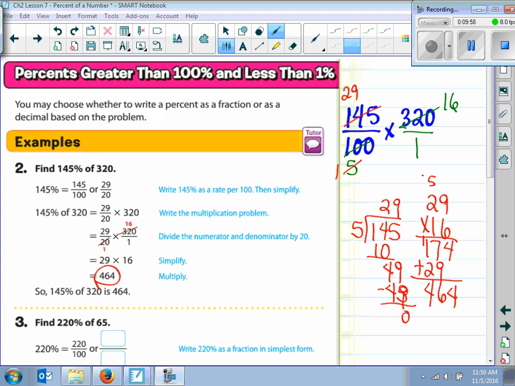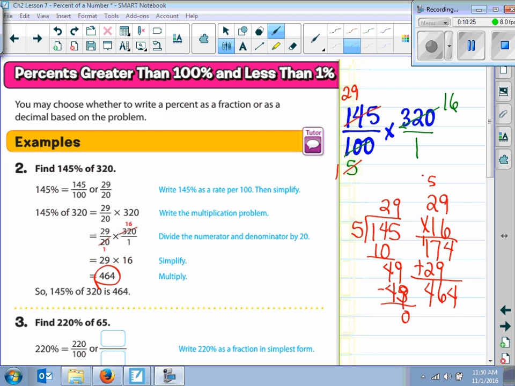So here, what we did was we simplified 100 and 320 by 20. So we got 5 down here and 16 up there. And then we said, oh look, we can simplify the 5 and the 145. So we divided both of those by 5 and we got 29 over 1. Now we multiply straight across and we got 464.